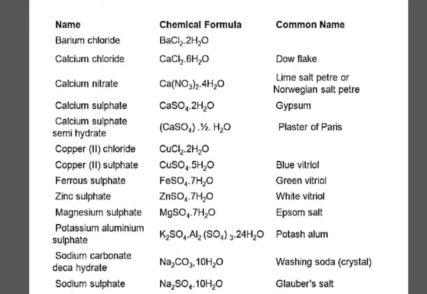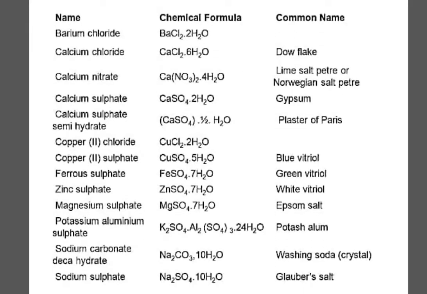This is more informative. Barium chloride here has no common name, with 2 water molecules of crystallization. Similarly calcium chloride, calcium nitrate, and certain common names are also given here. You can always go through it. Just remember a few of them, and the important ones can be like potash alum. It is potassium aluminium sulfate, having the formula K2SO4.Al2(SO4)3, which means there are 24 water molecules of crystallization associated with an alum molecule.